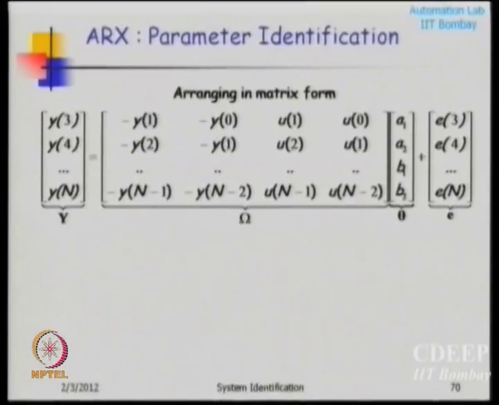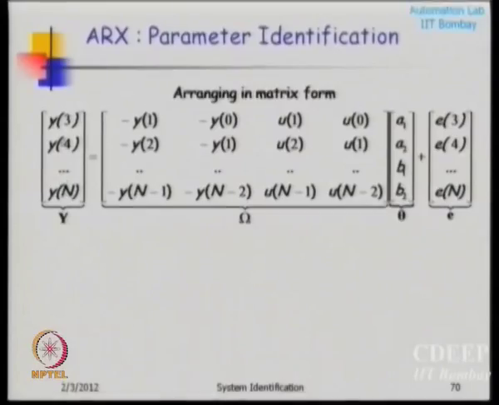Now what I have done is put these equations into matrix form. Some of you have done least squares, so this form would be familiar. I have just put this set of equations into standard matrix form. Capital Y here is a vector of all y's stacked. And this is a matrix.